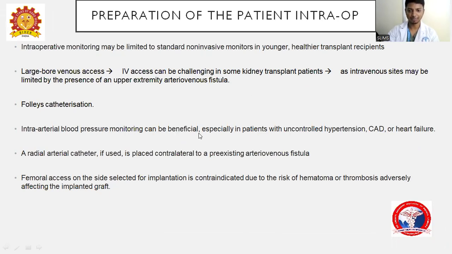Intra-arterial blood pressure monitoring can be beneficial, especially in patients with uncontrolled hypertension, CAD, or heart failure. The radial arterial catheter is placed contralateral to the pre-existing AV fistula. Femoral access on the side selected for implantation is contraindicated due to the risk of hematoma and thrombosis adversely affecting the implanted graft.